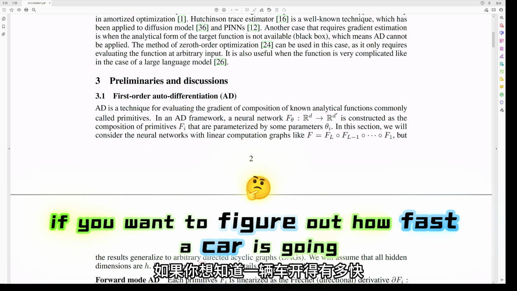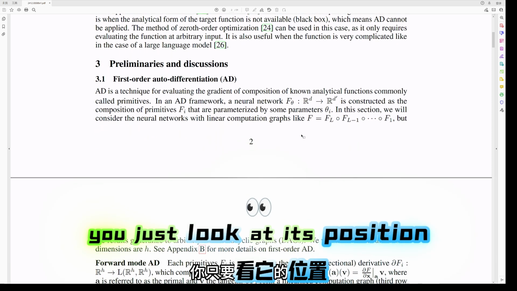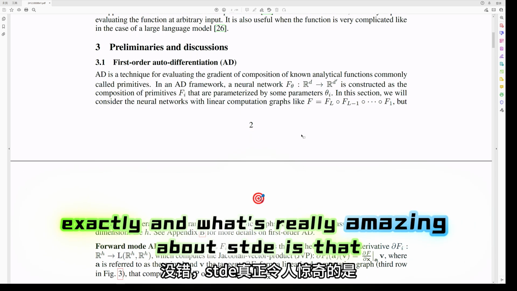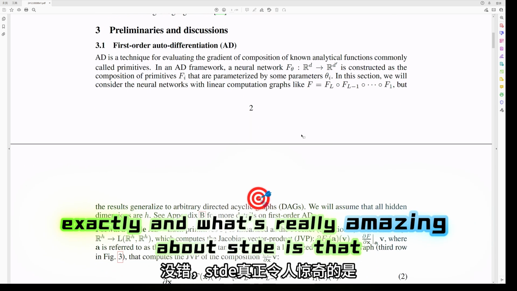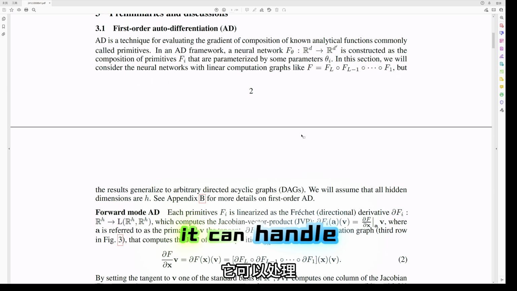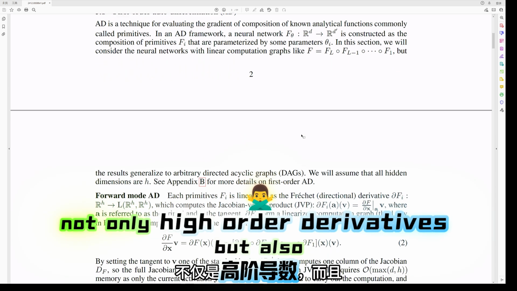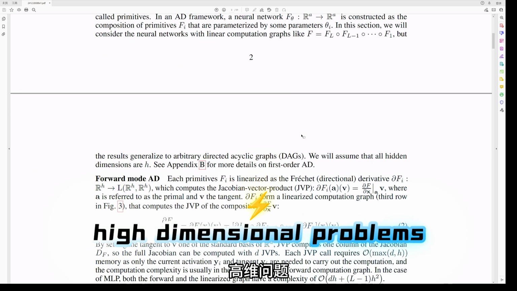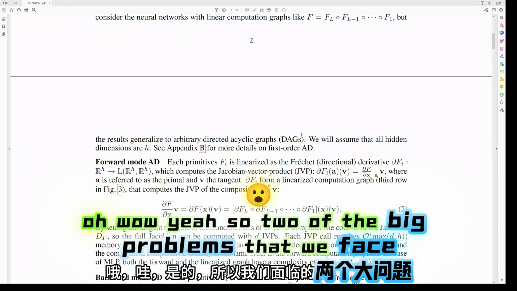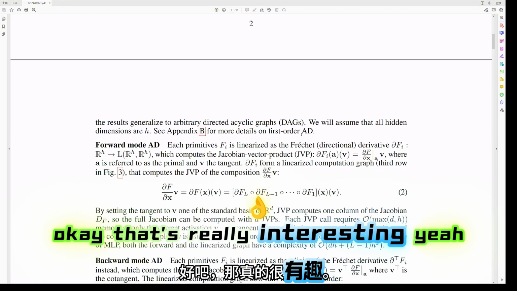It's kind of like if you want to figure out how fast a car is going, you just look at its position at different points in time. Exactly. And what's really amazing about STDE is that it can handle not only high-order derivatives, but also high-dimensional problems. Oh, wow. So two of the big problems that we face. That's really interesting.